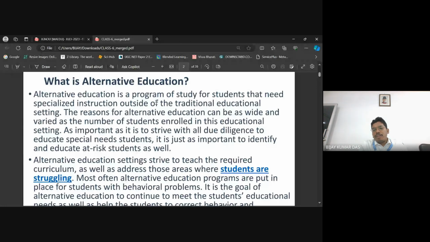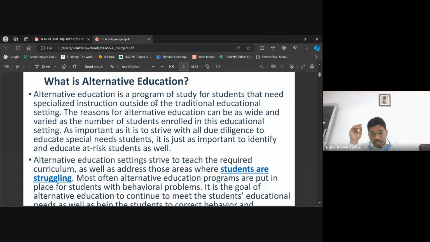So the region of alternative education can be as wide and varied as the number of students enrolled in an educational setting. You know, as important as it is to strive with all due diligence to educate special needs students, it is just as important to identify and educate an at-risk student as well.